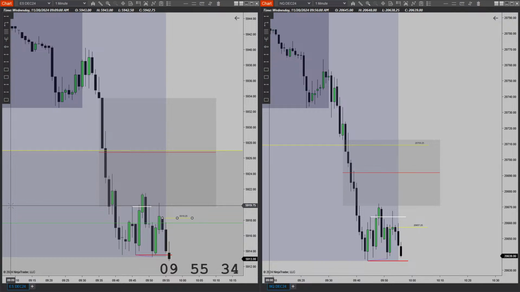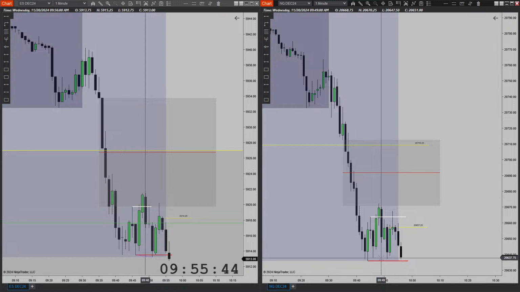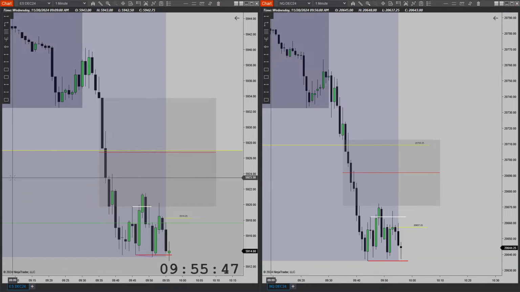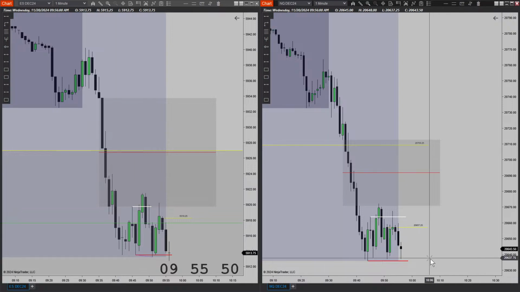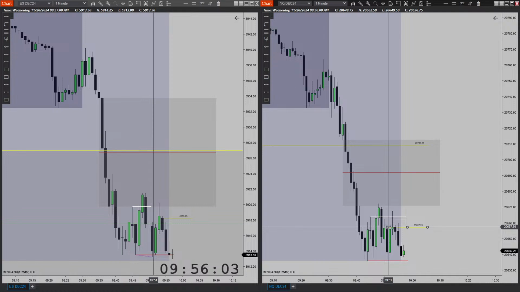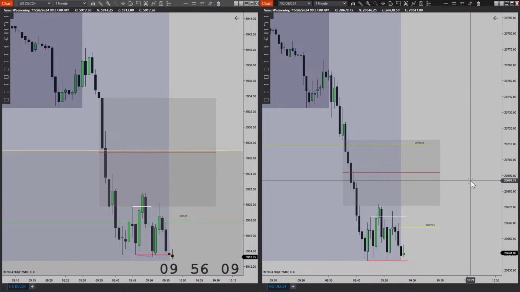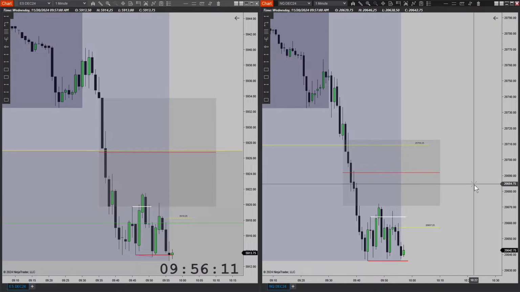YM still hasn't swept the 15-minute low, so there is SMT. If NQ sweeps this low, then that SMT is still in place, because YM hasn't swept that 15-minute low. And as long as YM does not sweep that 15-minute low, then I'm comfortable getting long here. So right now, I'm just still watching.